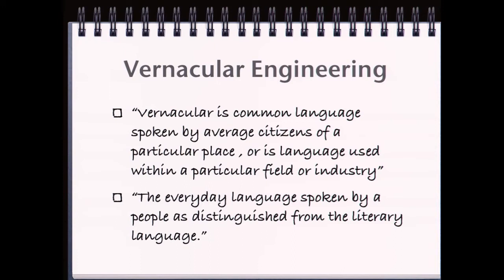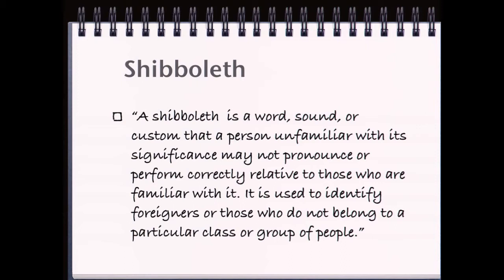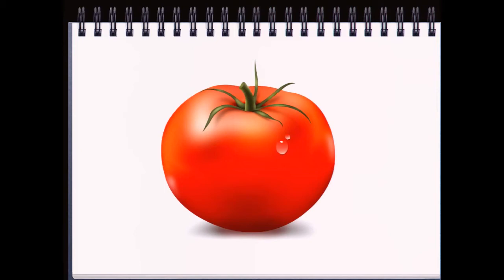One way to figure out how this is going on is called a shibboleth. It's a word or a custom or an action, even a sound, that a person unfamiliar with its significance may not pronounce or perform correctly relative to those who are familiar with it. It's used to identify foreigners or those who do not belong to a particular class or group of people. So I'm asking you to look for those in your own field. The classic one is tomato. Tomato, right? The interesting thing to note is who is the foreigner and who is the normative depends where we are. If one of you was in England, a conversation would be different, right?